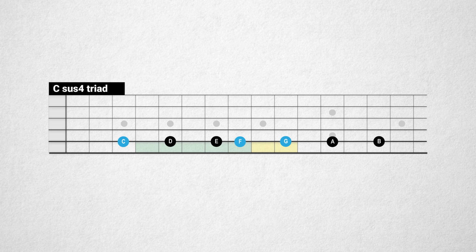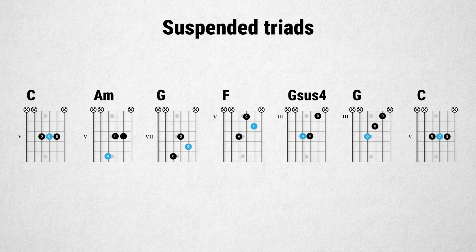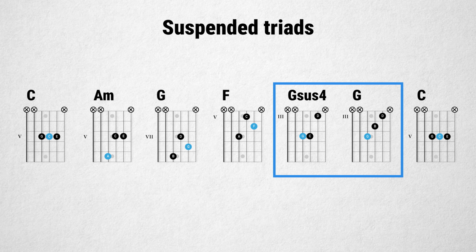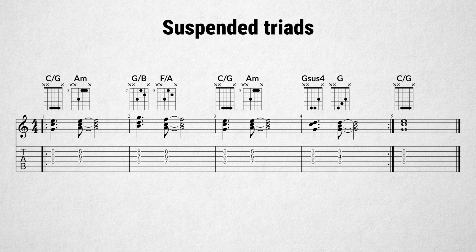And you can hear a certain tension in the sus chords, and that's because of that major 2nd interval that sounds dissonant. Therefore, a sus chord likes to resolve to the common triad and most of the time a major triad. Now, like in this progression where the G sus4 triad resolves to the G major triad.